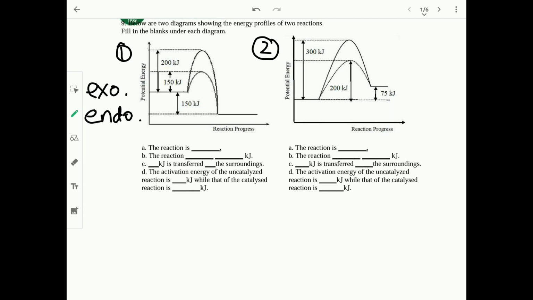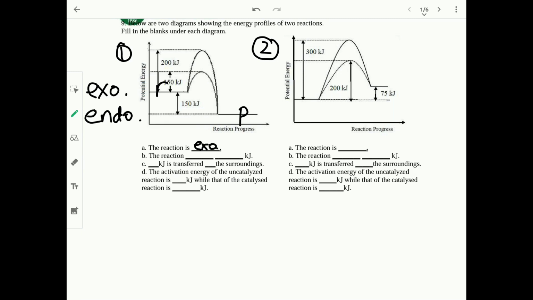Because as you all know, energy is always conserved. You cannot destroy energy, nor can you create energy. So this energy hasn't disappeared anywhere. It's gone to the surroundings. And when a reaction releases energy to a surrounding, or when the energy of the products is less than the energy of the reactants, this reaction is known as exothermic. So I'm just going to put exo.